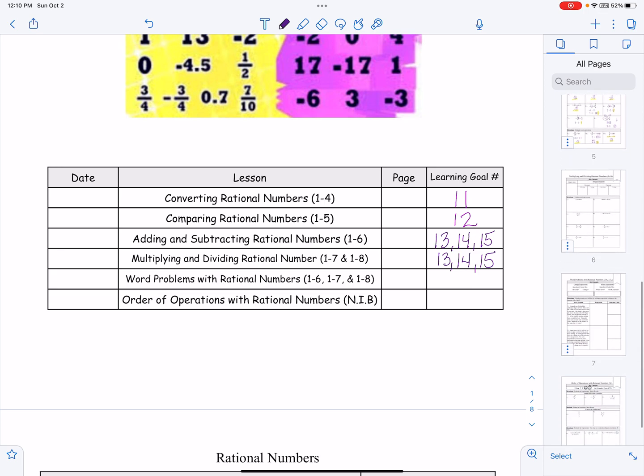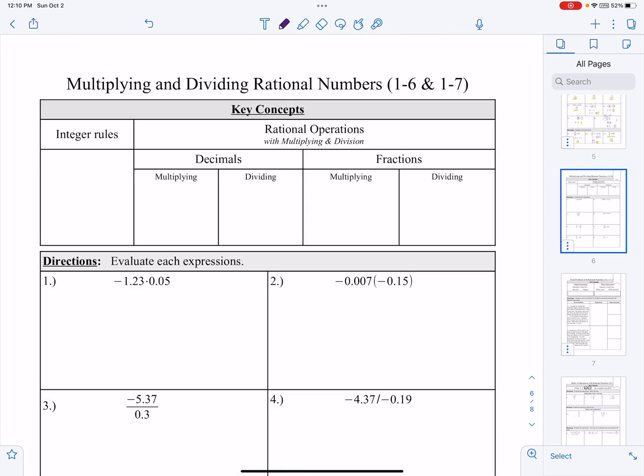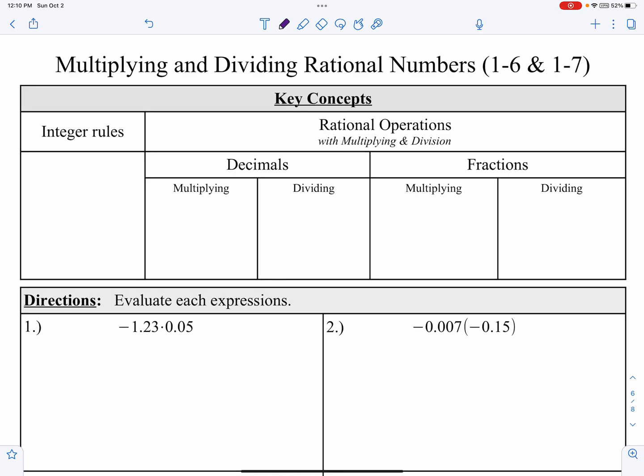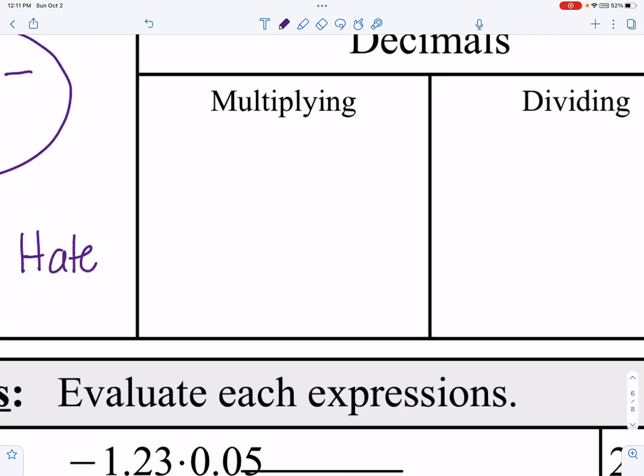All right, let's go ahead and scroll down to this lesson today. I'll get rid of the page sorter, and here we go. Now, as we're multiplying and dividing rational numbers, you're still going to be thinking about your integer rules, okay? So when multiplying and dividing fractions or decimals, we're still thinking about our sleepy face, if you prefer to do that, or just that love-hate relationship. All right, so with multiplying decimals, we have a couple rules to follow.